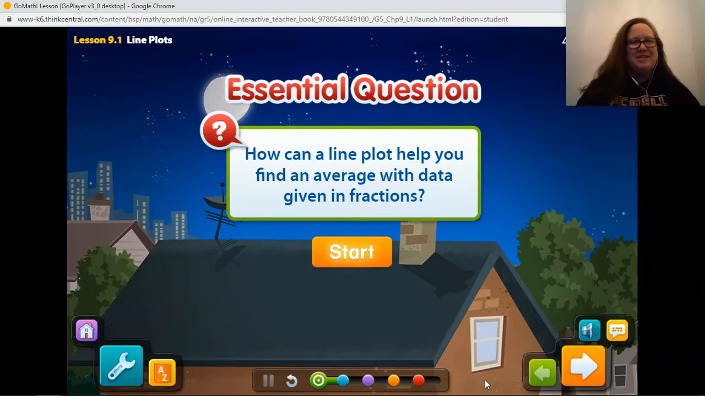Hello, my mathematicians. Today we are going to be looking at lesson 9.1 in line plots. We are going to be going through the interactive lesson on Think Central. So our essential question is, how can a line plot help you find an average with data given in fractions? We're going to continue on with the fractions from the last chapter, and we're going to look at data within this.